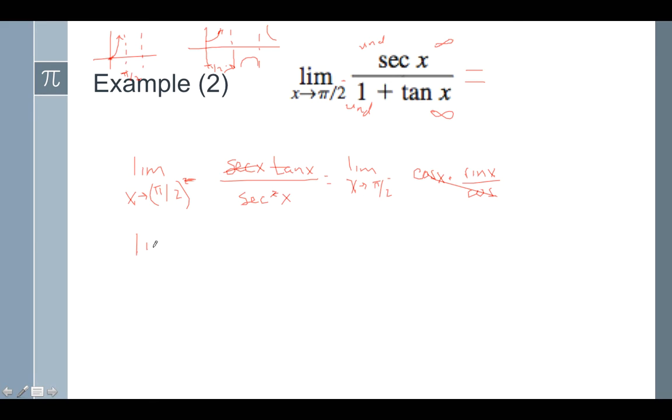So ultimately, I'm looking at the limit as x approaches pi halves from the left of sine x. Well, now I can plug in pi halves, and the sine of pi halves is equal to 1. Look at that. That nice big ugly limit is just equal to 1. That function approaches 1 as x goes towards pi halves.